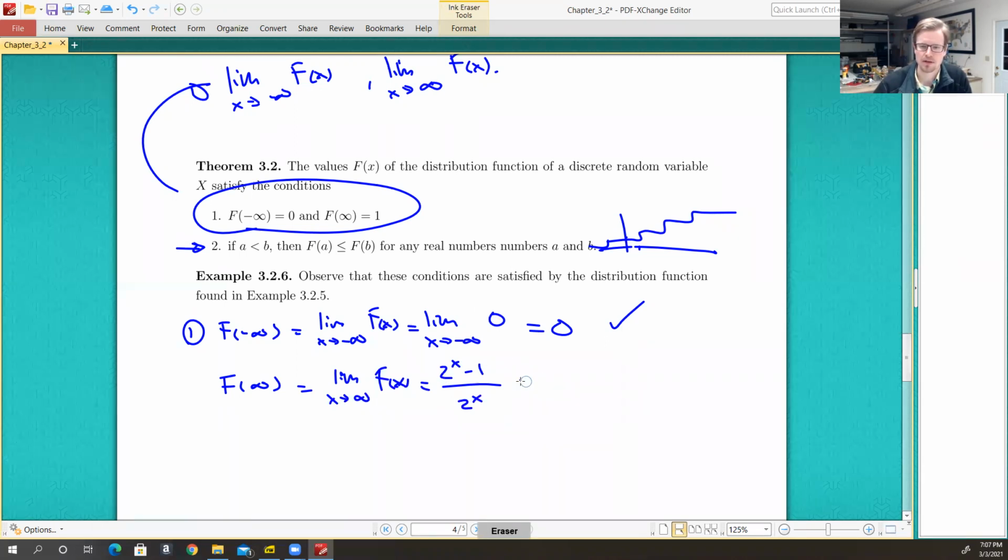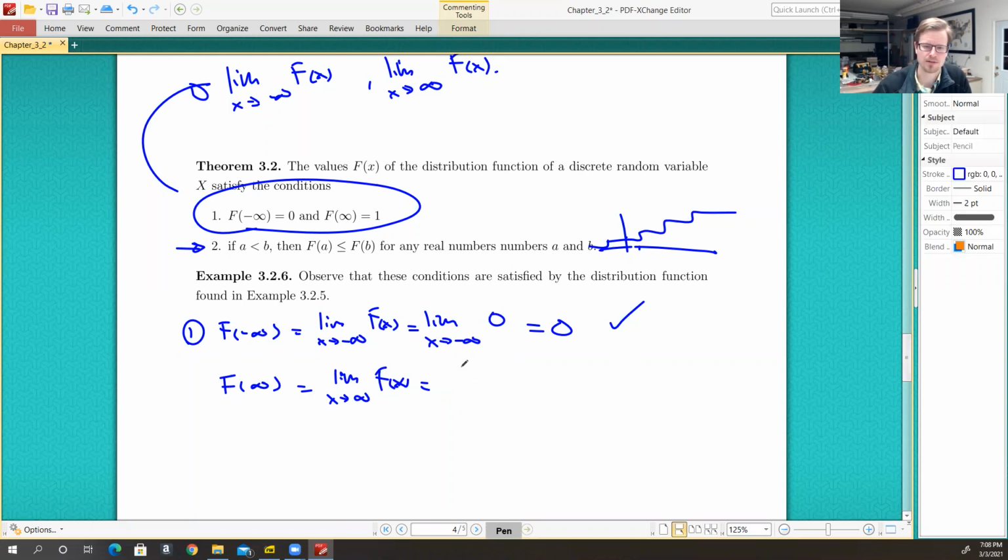And actually, something that I give my students a hard time about, hopefully you noticed it here, I accidentally left off the limit notation. So this is the limit as x goes to infinity of 2 to the x minus 1 divided by 2 to the x. Excellent. But of course, this is in fact equal to 1. So excellent, we have the first condition satisfied.